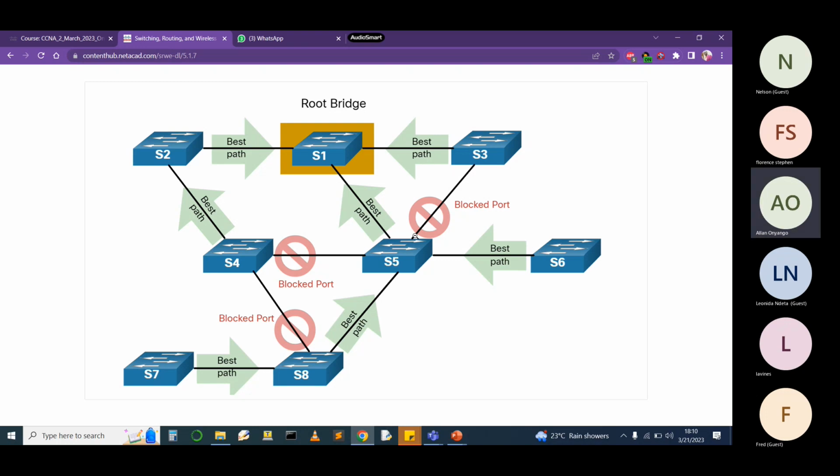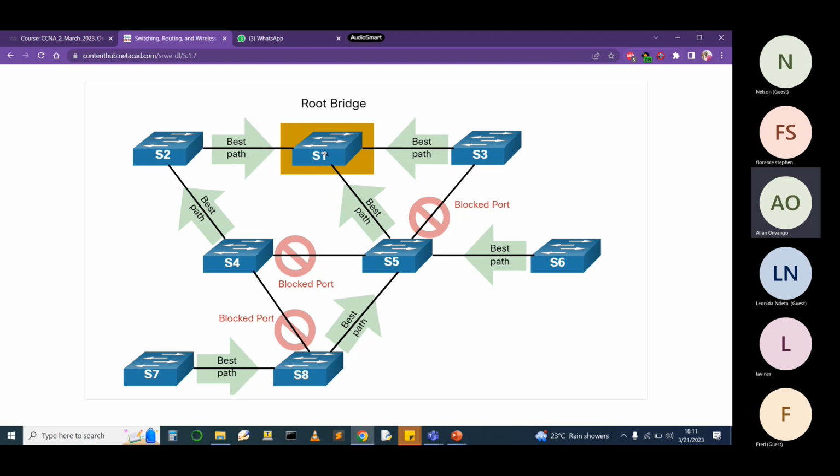Those loops are very dangerous to a network. They are the ones that cause broadcast storms. But as we are going to be learning, the blocking does not happen mechanically. The switches have to elect one among themselves, and they do a logical election. The one that is elected will be called a root bridge. You can see our root bridge here is S1.